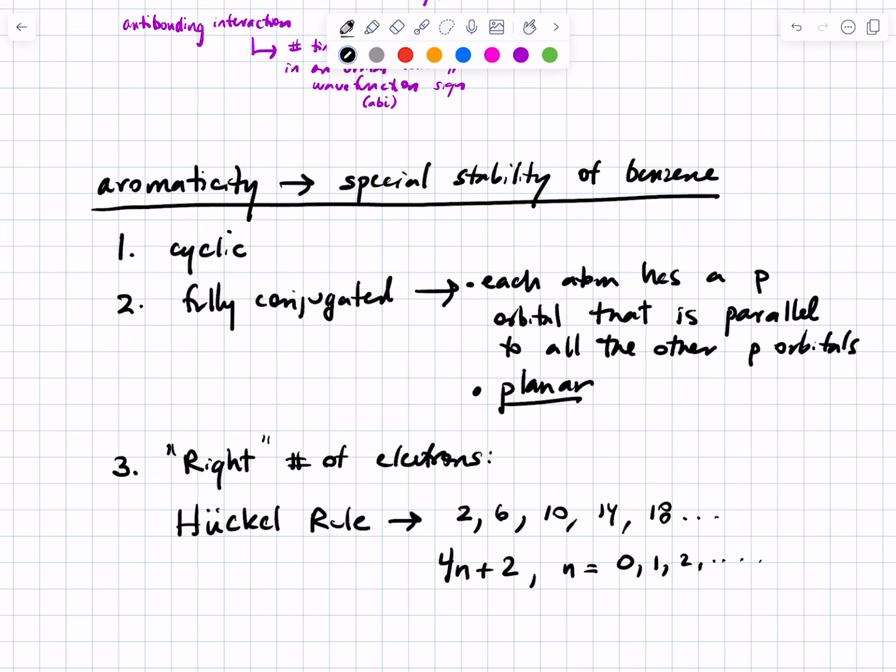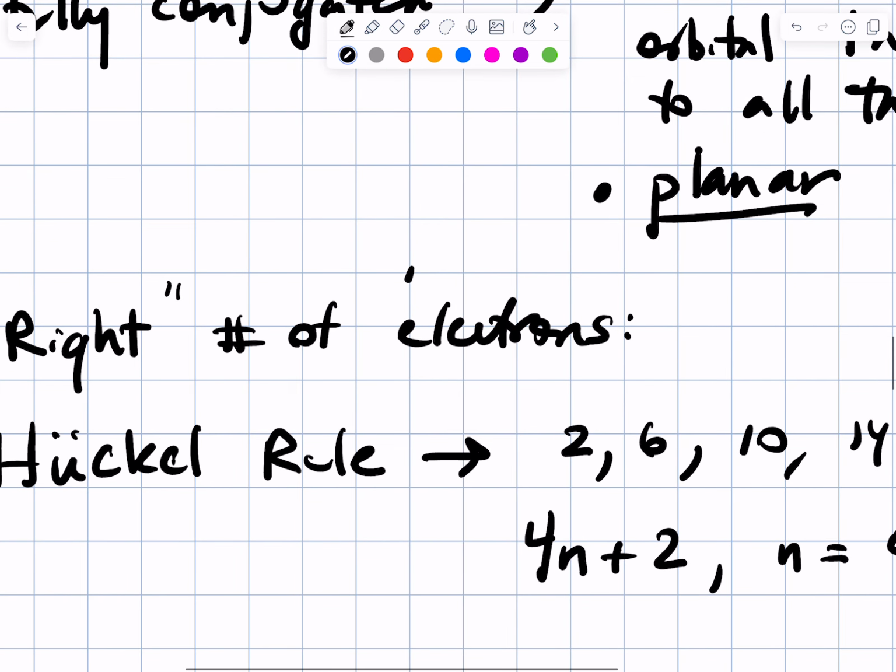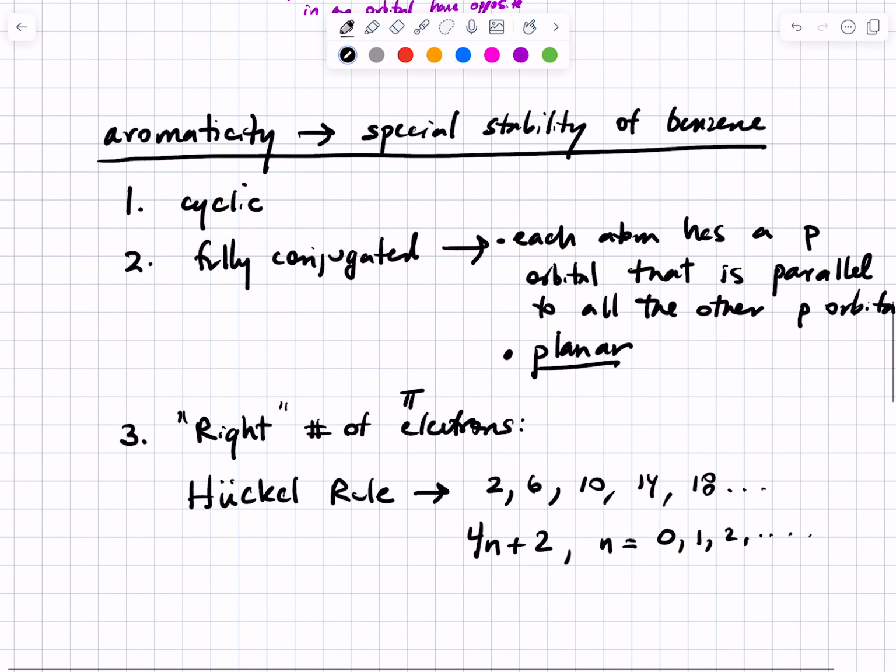Sometimes people get confused about what n means. Is n the number of atoms? No, it just defines the possible number of electrons that a molecule can have and be aromatic. And by number of electrons, I mean number of pi electrons, that is, number of electrons involved in resonance. So the number 6 jumps out at us. That's true for benzene.